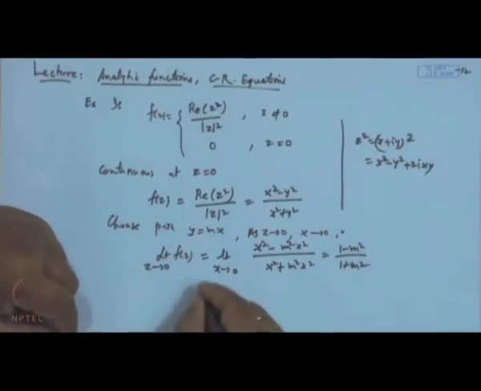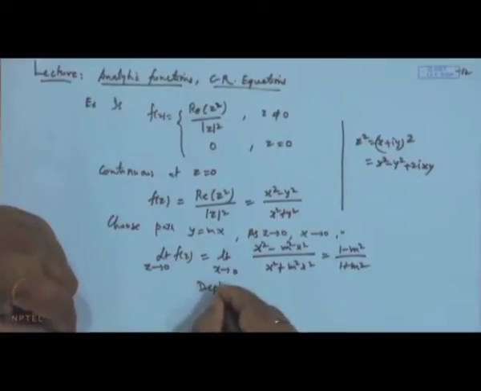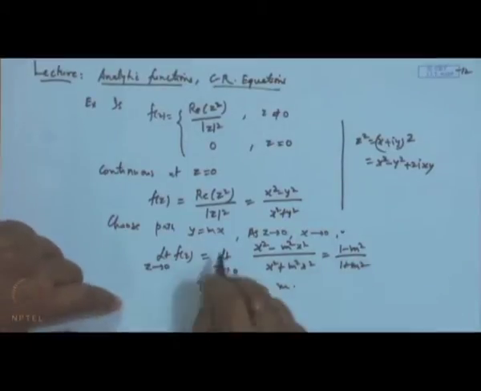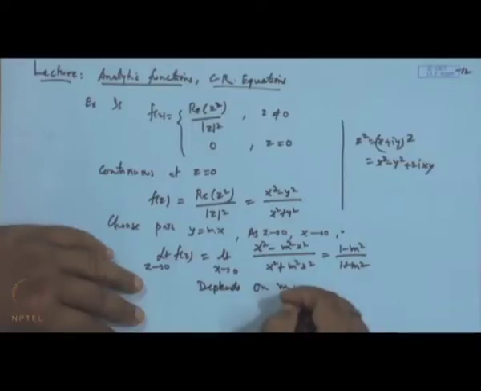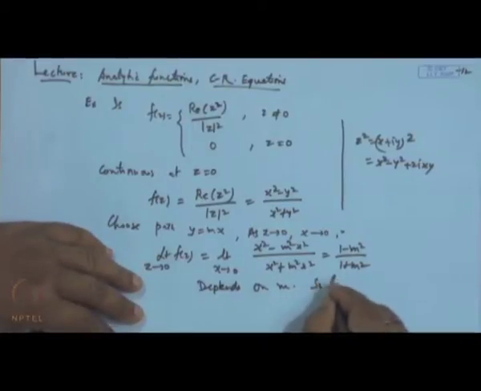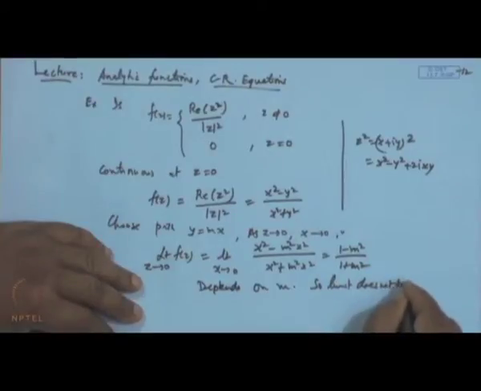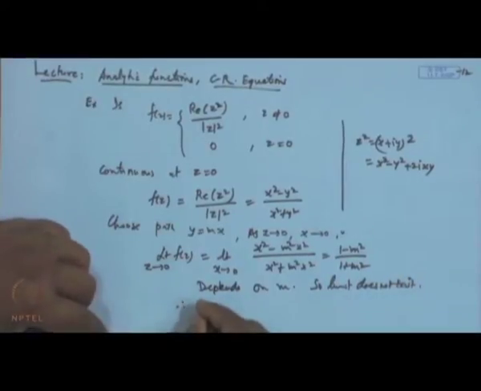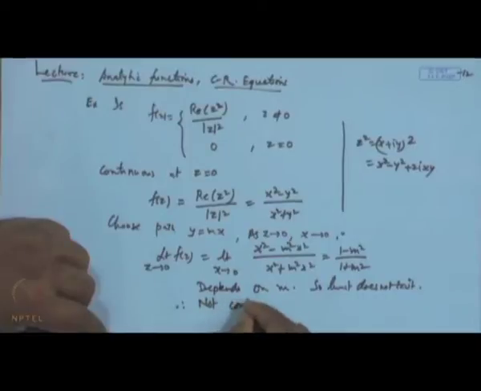Now, it depends on m. The limit varies as m changes; as y equal to m x changes, the corresponding limit changes. So, the limit does not exist. Therefore, it is not continuous at 0.